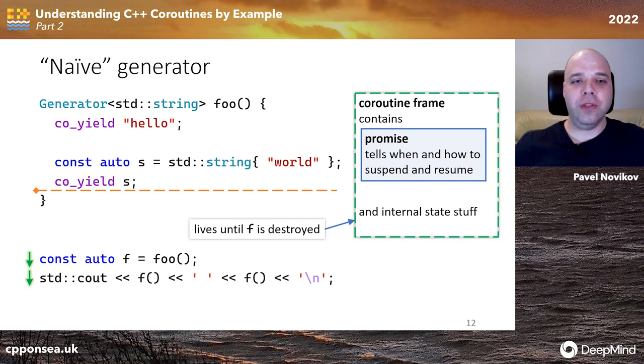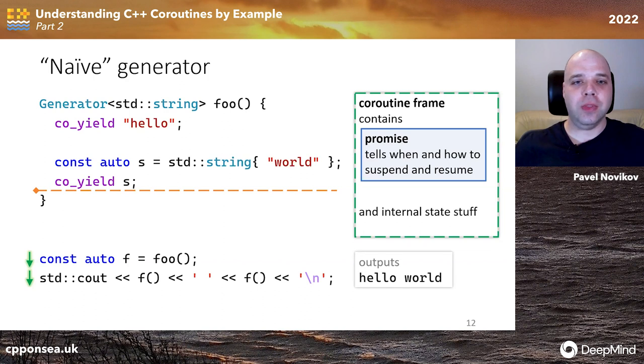I want to draw your attention that the coroutine frame that was created for us lives until the generator object that is associated with it is destroyed. So basically the lifetime of the coroutine and all the resources associated with it is tied to that generator object that we get by calling a generator coroutine. And finally, of course, we get output like this, just hello world.